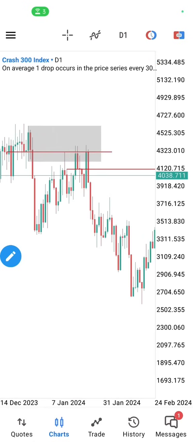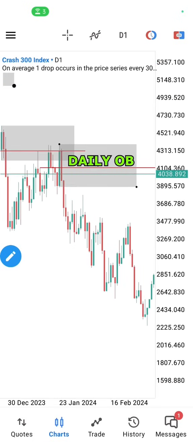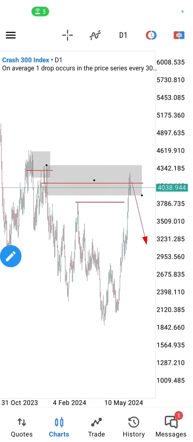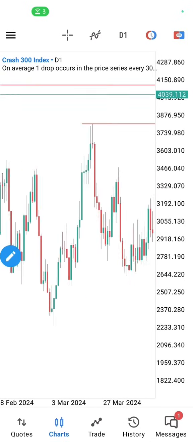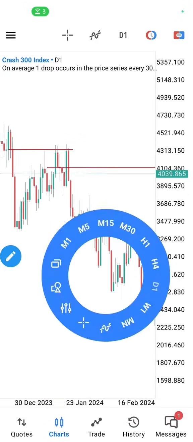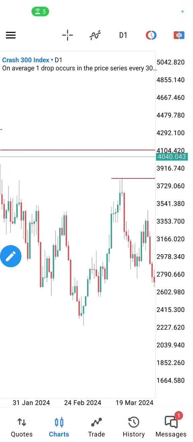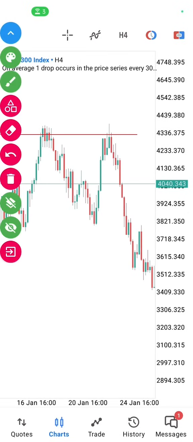So just like on the daily where price respected the daily order block, right now it has to also respect the daily order block as well. So that daily order block is in line with the rejection. What I'm going to be doing right now is mostly focus in this area right here. That area is interesting because we're going to see why it's an important area.